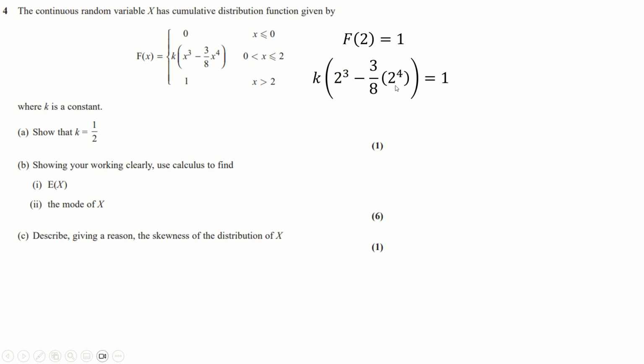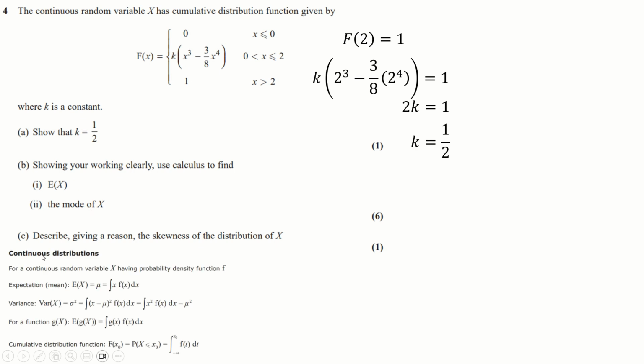And when you do that, you'll very quickly get k as a half, and we'll get our 1 mark for doing that. Anyway, showing your working clearly, use calculus to find this and this. Always go to the formula book. This is all the information they give you about continuous distributions. Now, E of x is the integral of x times f of x, but f of x is little f, which is not this big F, right? It's the PDF, not the cumulative distribution function.